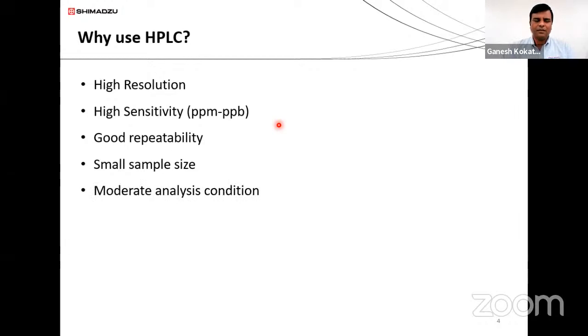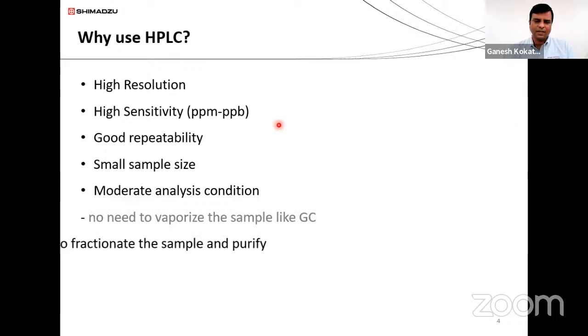Apart from that, no drastic conditions are required, like gas pipes or anything. Only moderate analytical conditions are enough for HPLC, and the sample is not going to vaporize like in GC. So that sample can be used for further analysis as well.